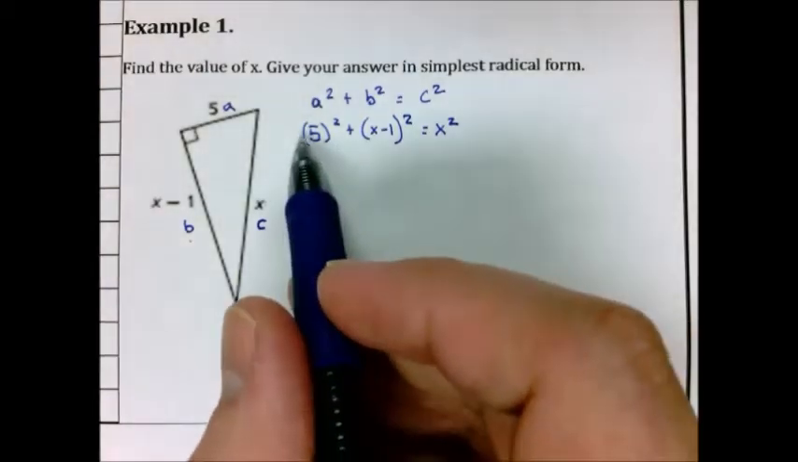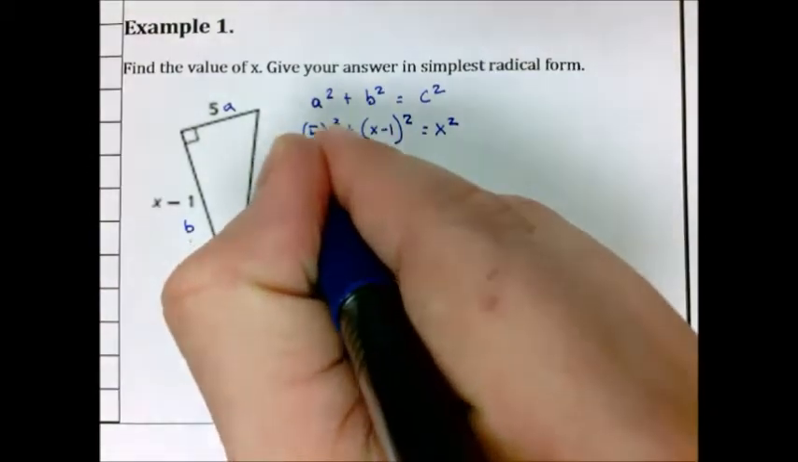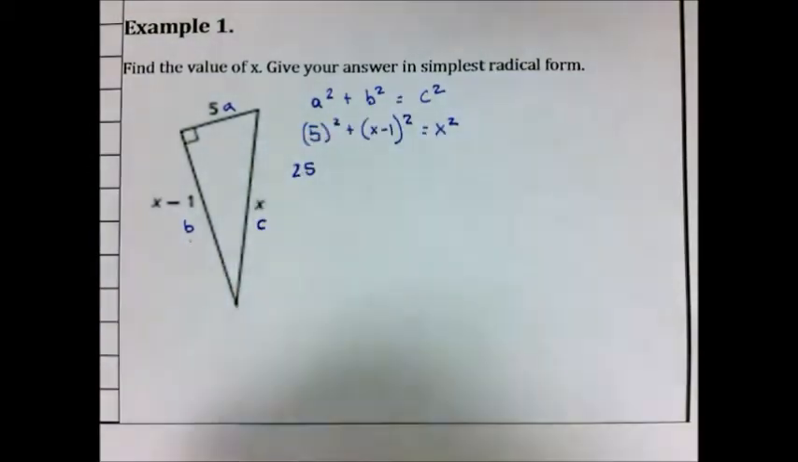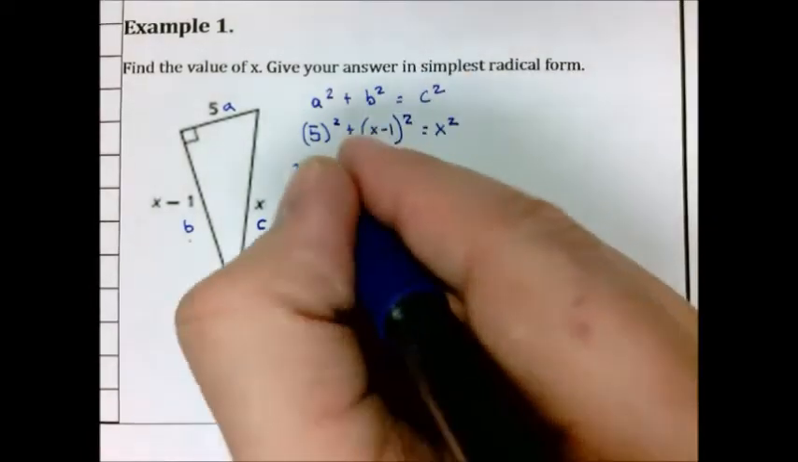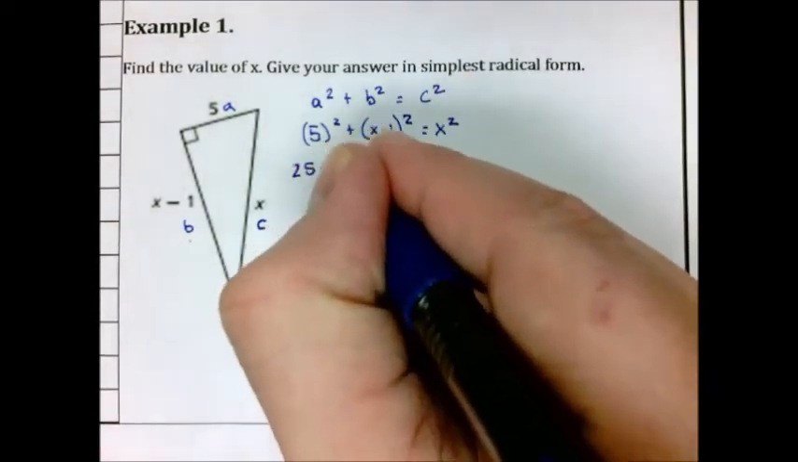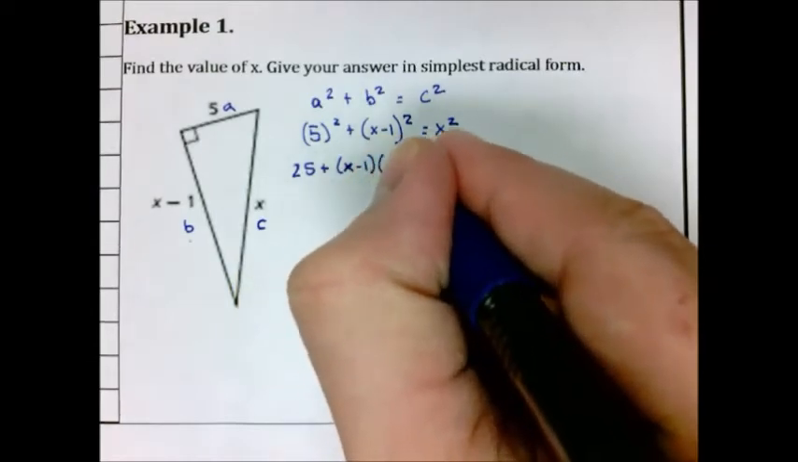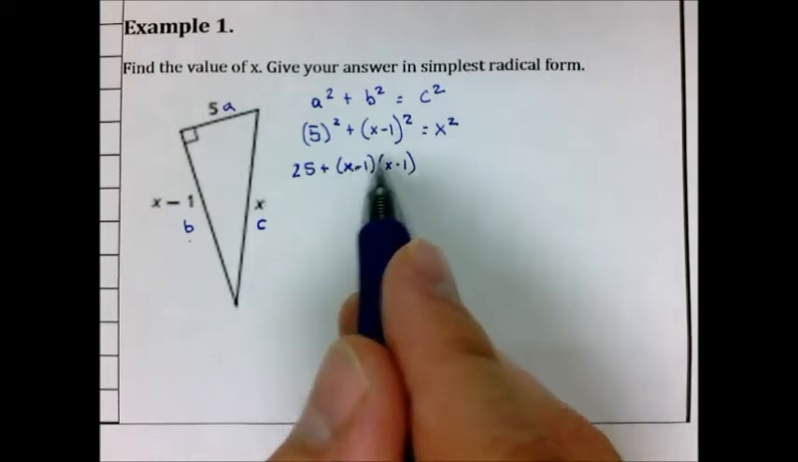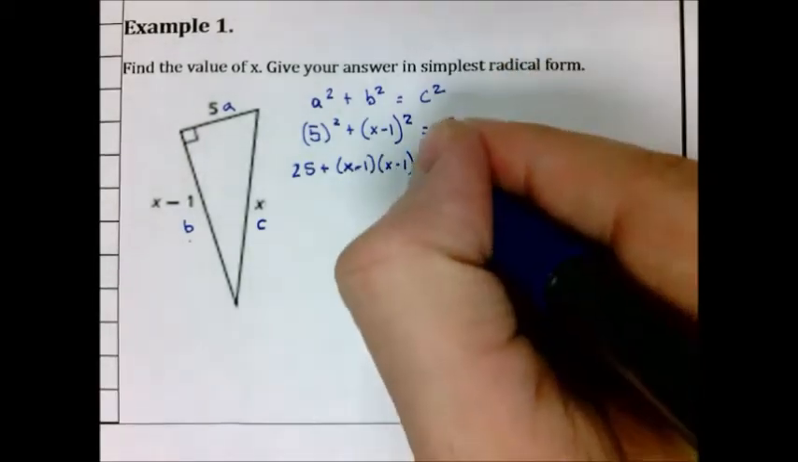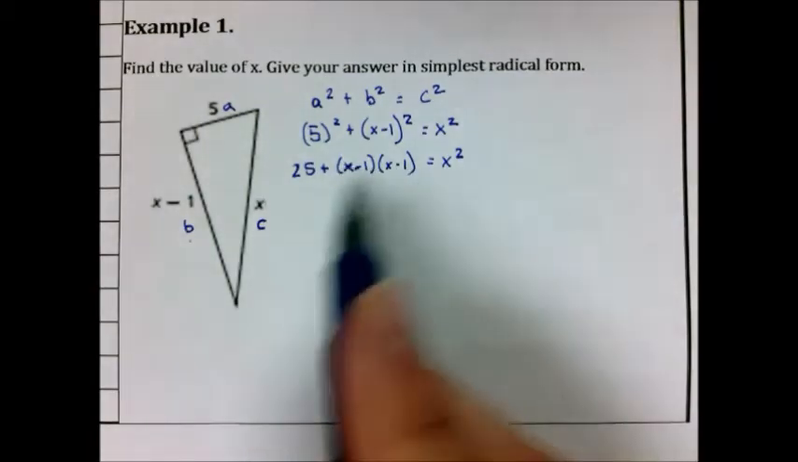Let's solve this. We've got 5 squared, which is 25, plus x minus 1 squared. When you reach this type of thing, sometimes it's easier to break it into two and then multiply. So we're going to write x minus 1 times x minus 1. That's the same thing as x minus 1 squared; we just split it into two. Set that equal to x squared. Now it's easier to multiply these.